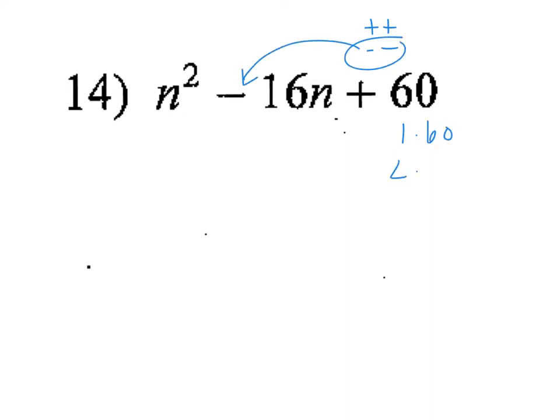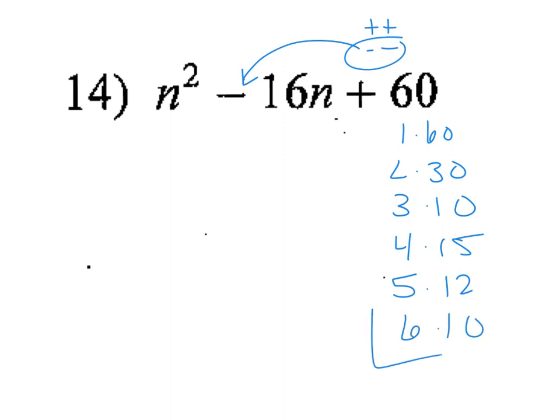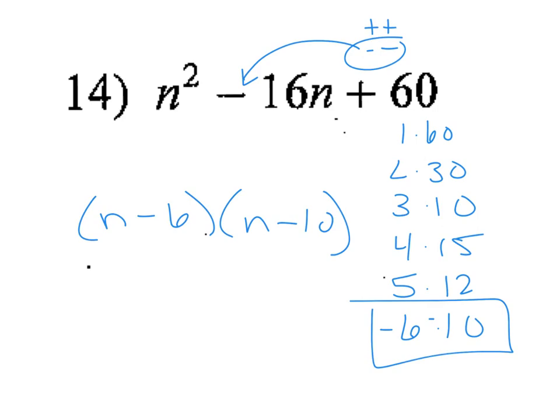Okay, so I start just kind of going through my list here. Let's see, 4 times 15, 5 times 12, 6 times 10. That looks like that's going to be the combo that's going to work there. Okay, so if I make a negative 6 and a negative 10, that will get me my negative 16 in the middle when I add, but when I multiply, it gives me a positive 60. So I've got n minus 6 and n minus 10.